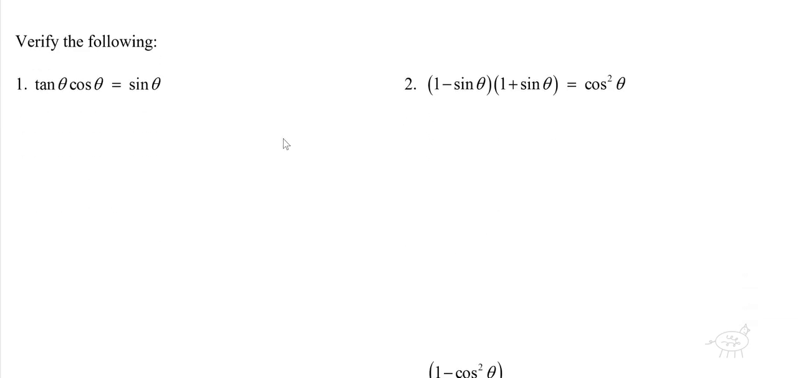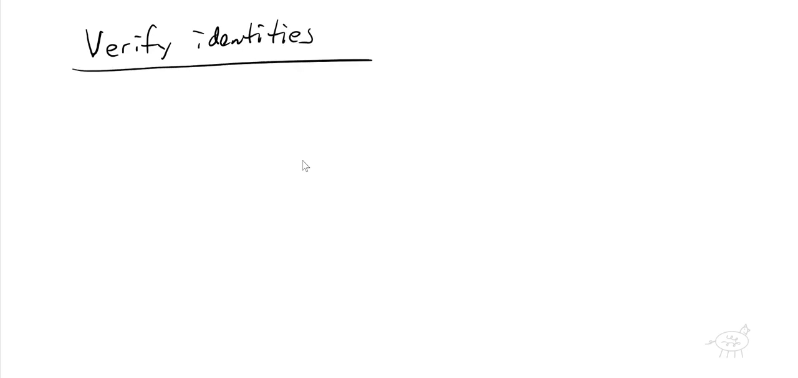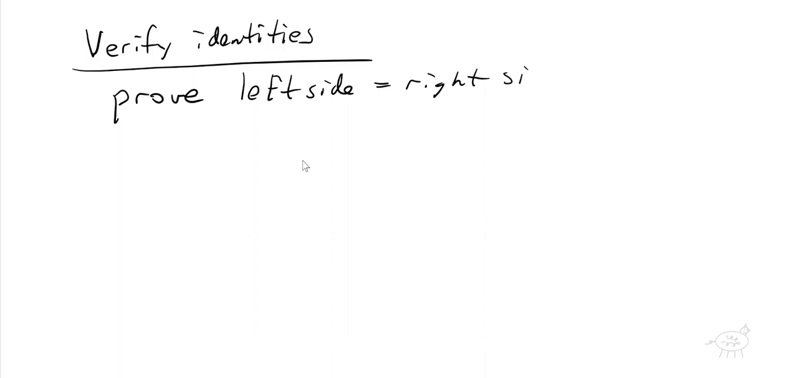Okay, this says verify. So before we actually get started, I want to do a few things. So right here, we're going to verify identities. So verifying identities means prove that the left side equals the right side. Okay, so the left side equals the right side.